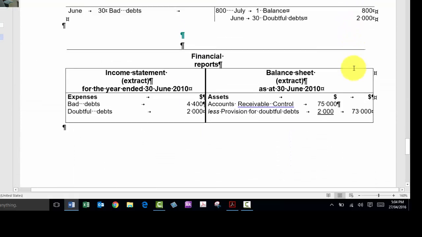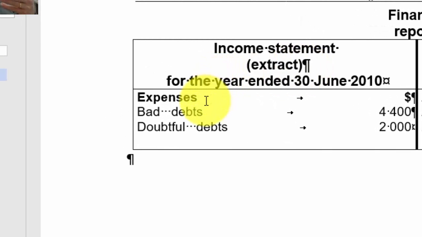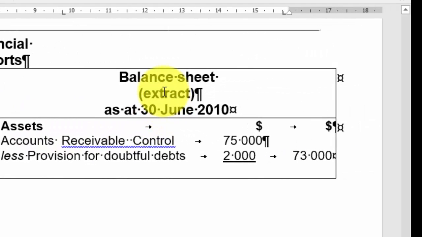How does that look in the financial report? On the income statement, this is just an extract. You've got bad debts of $4,400, your doubtful debts of $2,000, they're financial expenses. And over here in your balance sheet, under your current assets section, the accounts receivable control was $75,000 that was given. But this is the amount that we think is going to go bad, i.e. it's doubtful, therefore we've provided for it. And conservatively, we're going to collect $73,000 rather than the potential $75,000.